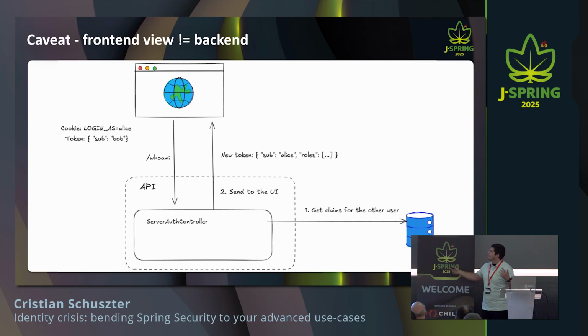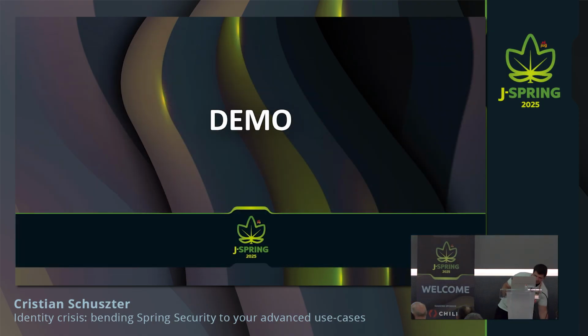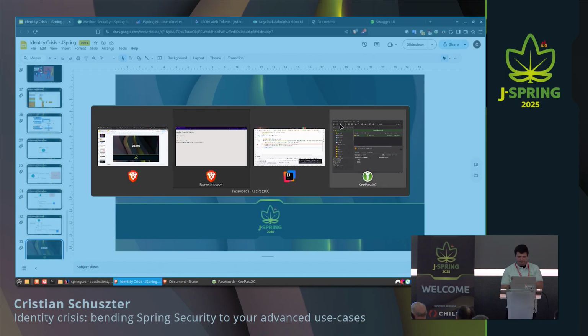And it just returns you back a set of claims or whatever, with the new token contents, right? So the arrow going upwards with the new token saying Alice and roles and so on, right? And you're saying that you're logging in as Alice and you're actually Bob. The sub is basically the username in this situation. Okay, enough talk. Let me show you how it works.